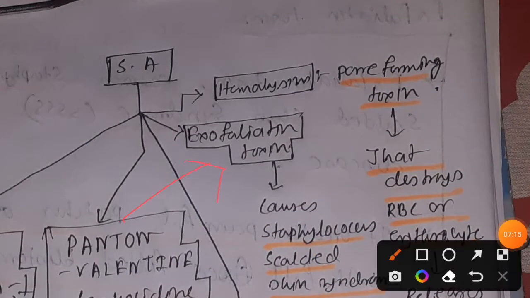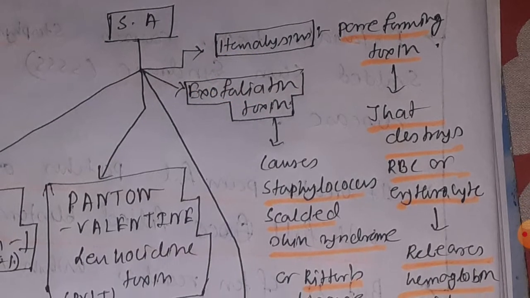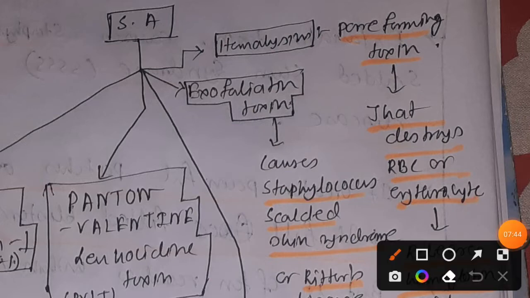So exfoliatin toxin causes what? Exfoliatin toxin causes staphylococcal scalded skin syndrome or Ritter's disease, which involves painful patches of red skin or fluid-filled blisters. And the last one is the hemolysins. These hemolysins will destroy erythrocytes or red blood cells and cause the release of hemoglobin. And this hemoglobin contains, remember, iron, and that's the iron Staphylococcus aureus can use for their own purpose.